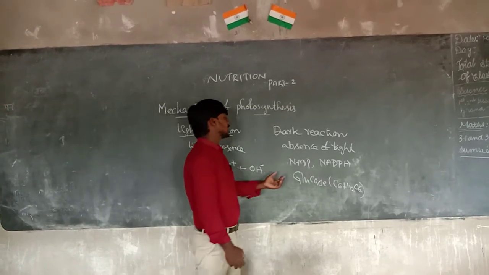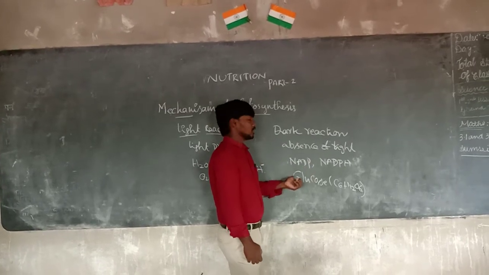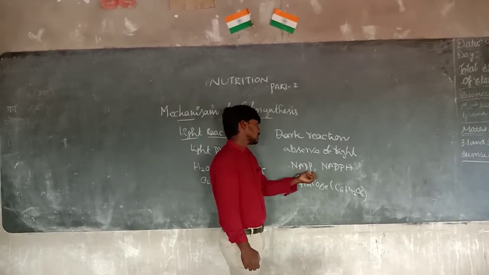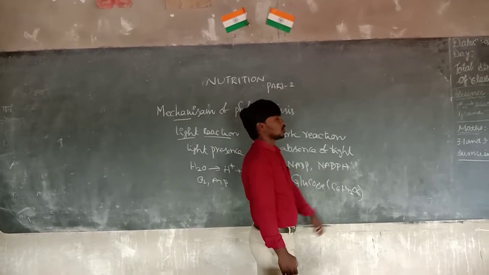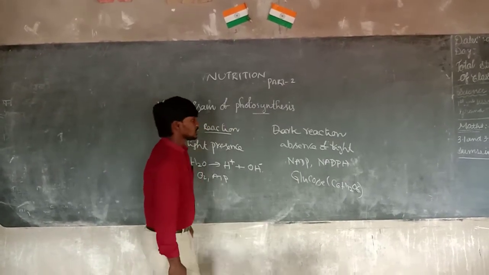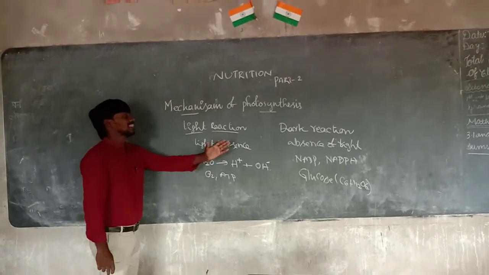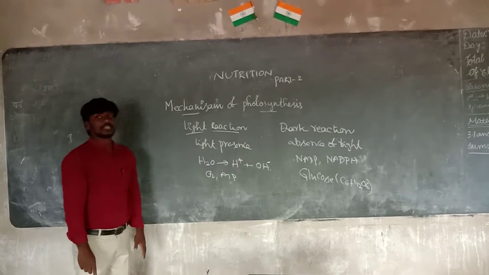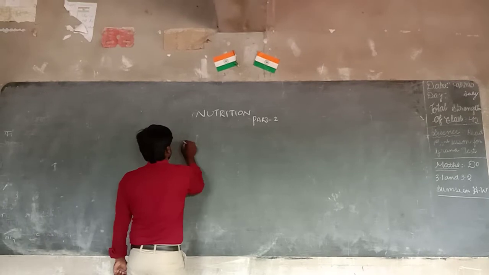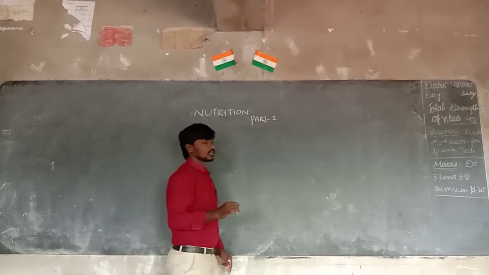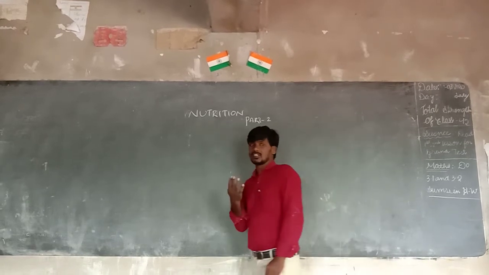What is NADP? Nicotinamide adenine dinucleotide phosphate. NADPH is the hydrogen-carrying form, with hydrogen ions. That is called NADP and NADPH. That is called the dependent and independent reaction, that means the light reaction and the dark reaction.